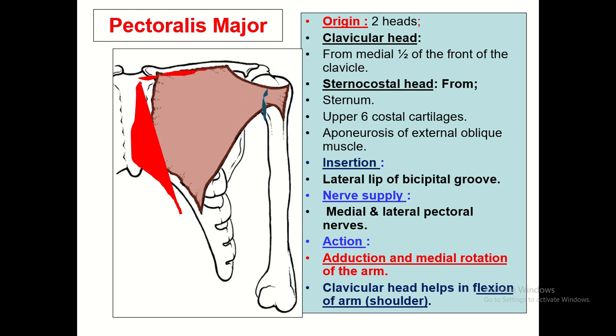We also have the clavicular head. Remember, this is where the clavicular head is here. The clavicular head helps in flexion of the arm. If this portion contracts, it will pull the arm, forming a flexion action. So what are the actions of the pectoralis major? Three actions. One, adduction. Two, medial rotation. Three, flexion. Easy, right?